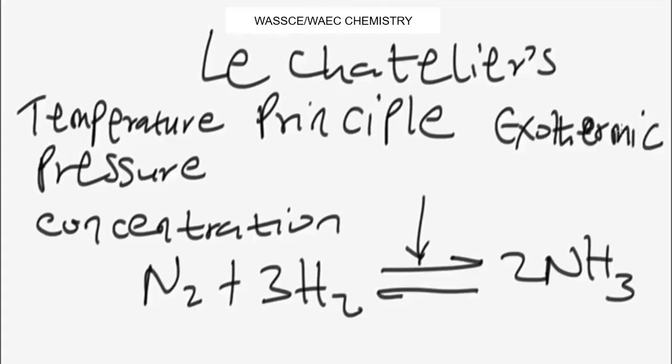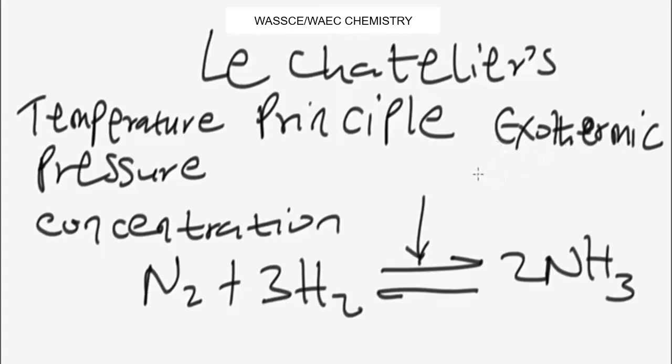Now, note that when the forward reaction is exothermic, the equilibrium position will shift from the right to the left, favoring the backward reaction when there is an increase in temperature. Whereas when there is a decrease in temperature where the forward reaction is exothermic, the equilibrium position will shift from the left to the right, favoring the forward reaction. So take note of the change occurring.